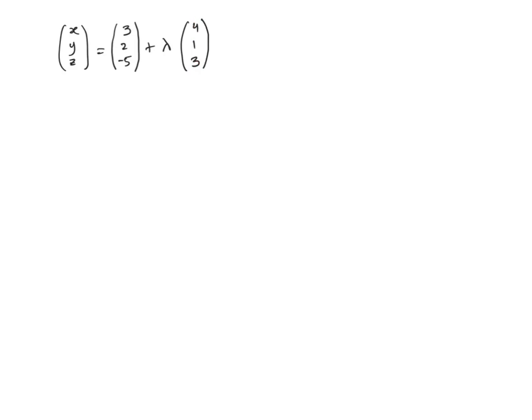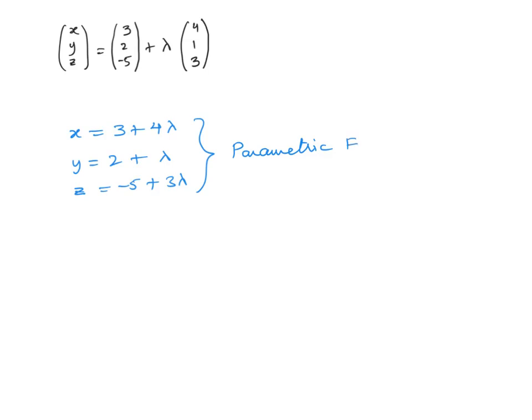But I can write this exact same information this way. x equals 3 plus 4 lambda, y equals 2 plus lambda, and z equals -5 plus 3 lambda. I got that by basically matching up the x's, the y's, and the z's. This is the same information, but these are called the parametric equations of the line. So the first one was called the vector equation of the line. These are the parametric equations of the line. Now I can go one step further. I can solve each of these for lambda.